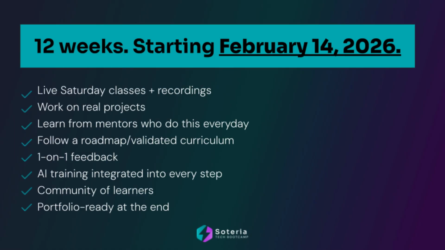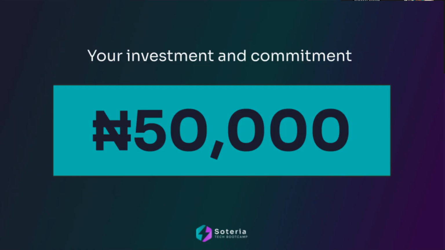Okay. So it starts February 14th and it runs for 12 weeks. Your investment and commitment is 50,000 naira, which honestly is super, super, super discounted. I can't even tell you how discounted this 50,000 naira is. Like I said, it is for your investment and commitment. It's not the exact value of the cost. The cost is much more valuable than that. So take advantage of this. The next cohort is not going to be 50,000 naira, I bet you. This first cohort that we are doing is 50,000. If you come after this cohort, the price has increased.